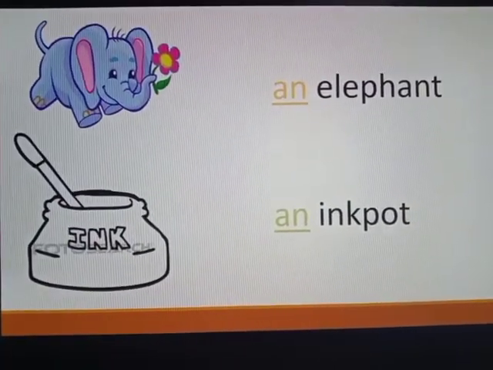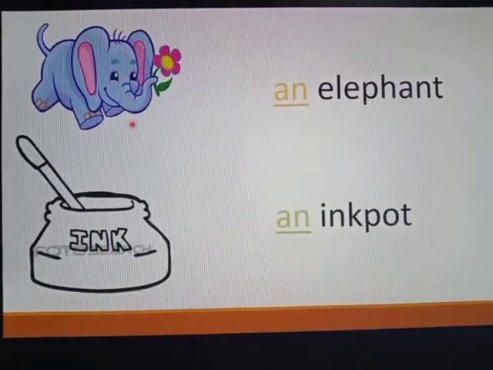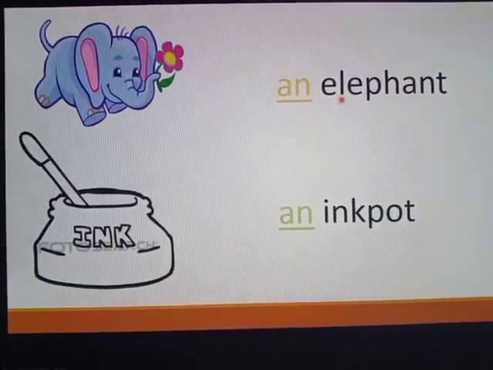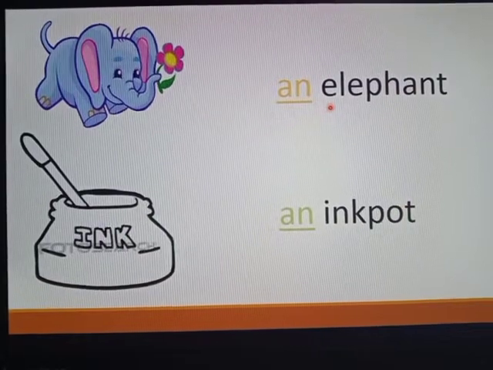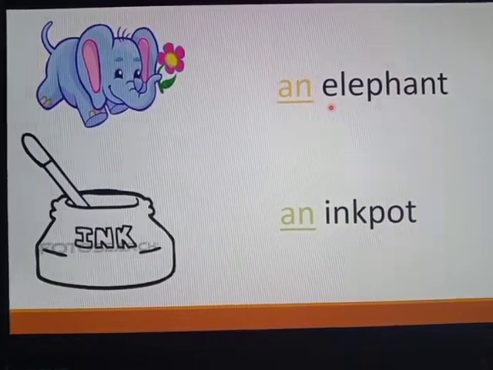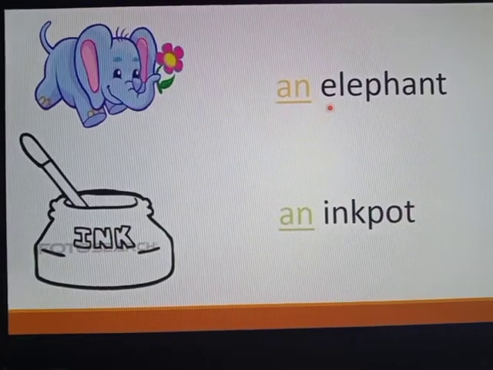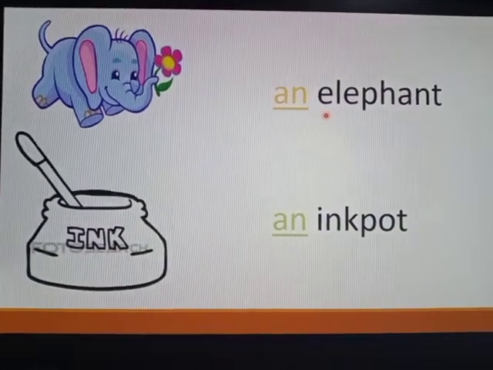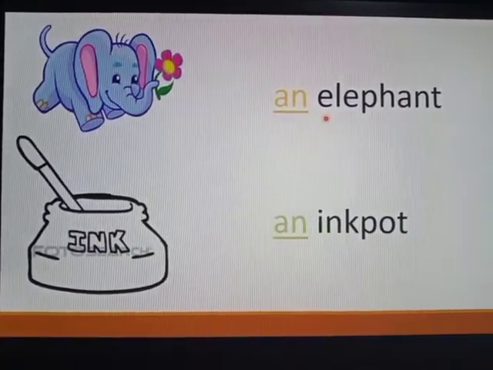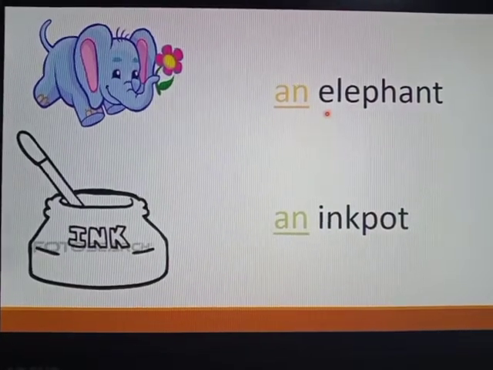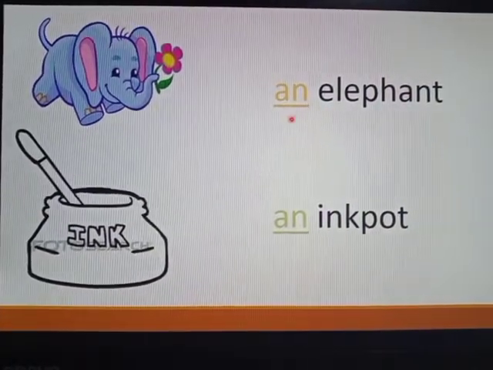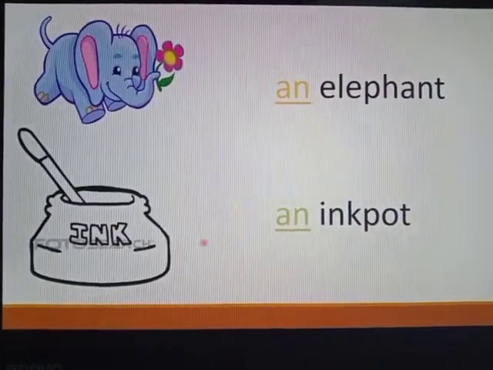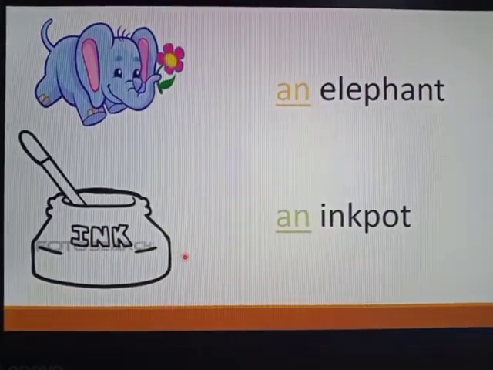Now tell me, what are you seeing in the first picture? Correct, it's an elephant. E-L-E-P-H-A-N-T. Elephant. Now tell me, what is the starting letter of this word elephant? Correct, it's an E. And E is a vowel or consonant? Correct, it's a vowel. So, we use an before words that begin with vowel sounds. So, how will you use it? An elephant. Understood?